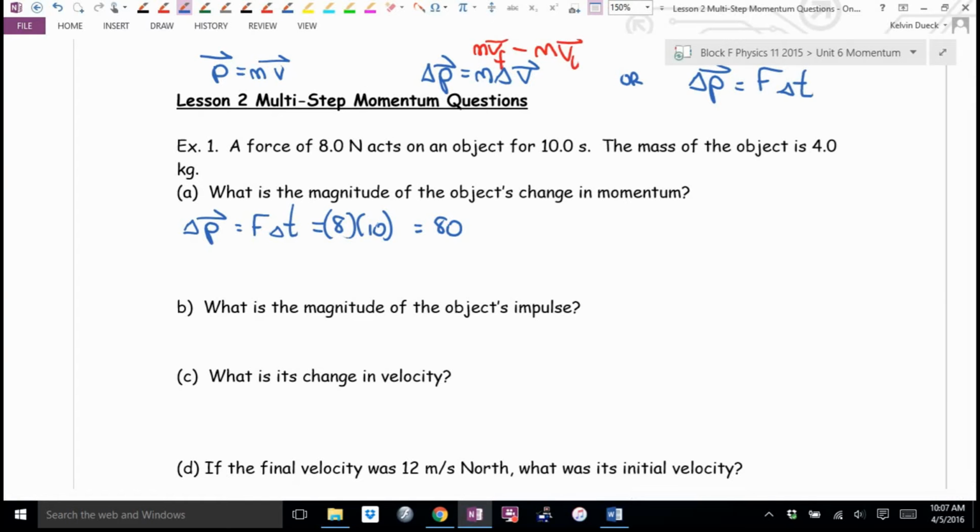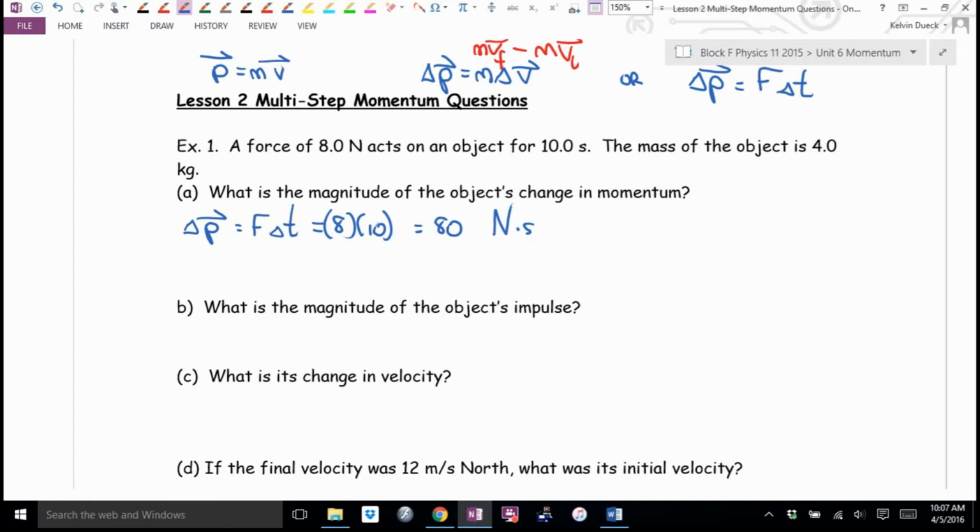There's kilogram meters per second, or in this case, just because I used force times time, I would write the units as Newton seconds. But if you wrote kilogram meters per second, I'd give you full marks because it is momentum. I did say last lesson that Newton seconds and kilogram meters per second mathematically work out to the same units.